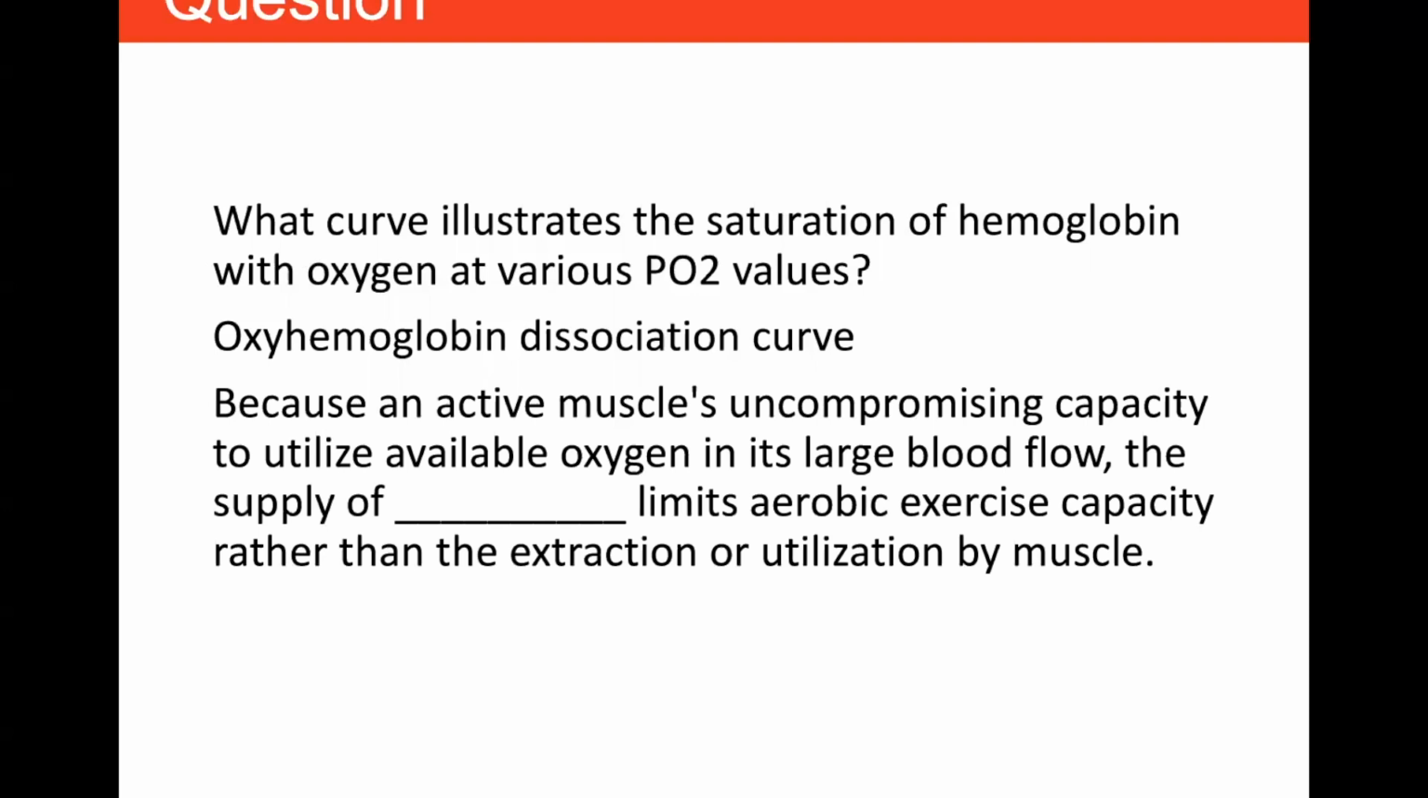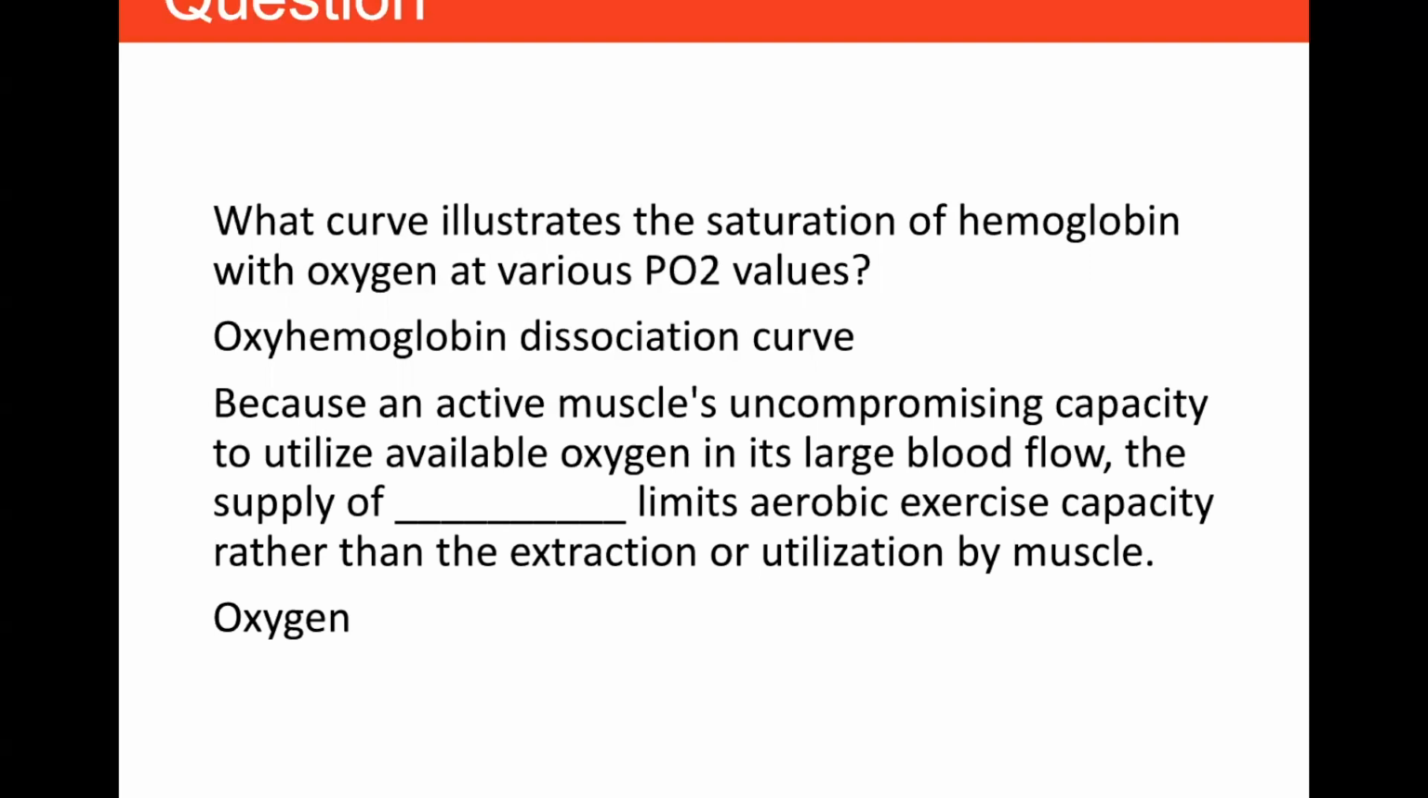Because of an active muscle's uncompromising capacity to utilize whatever oxygen is available in its large blood flow, the supply of what limits exercise capacity rather than the extraction or utilization? And that's oxygen. So we learn that it's not the lungs, it's not the ability of the lungs to pull in oxygen, it's not the content of the oxygen in the blood, it's not the extraction of oxygen from blood. It's the delivery, right, by the heart.